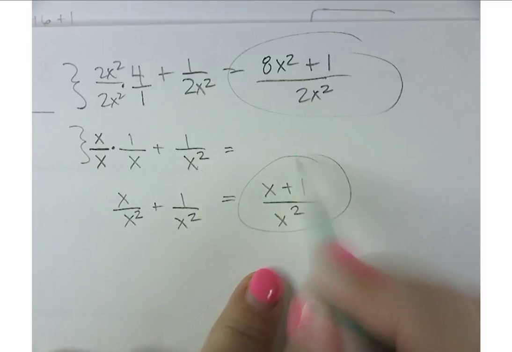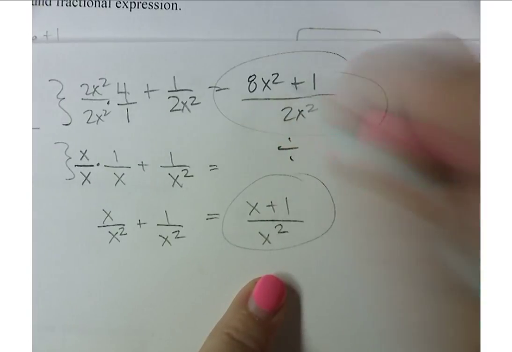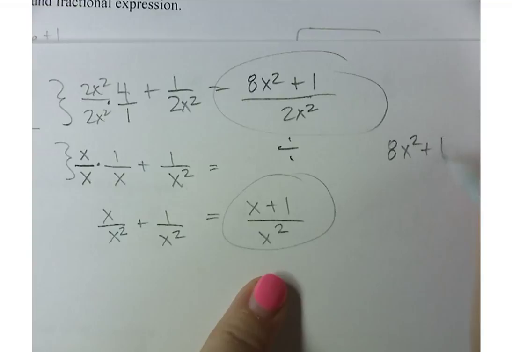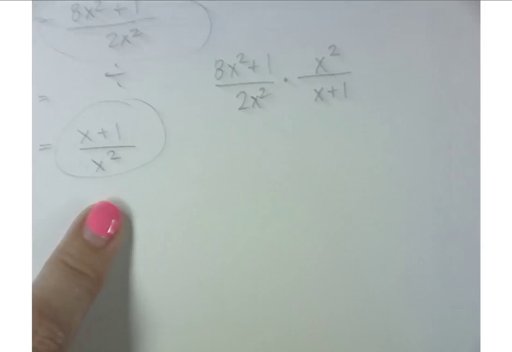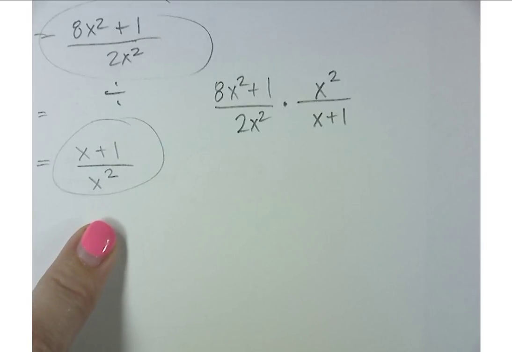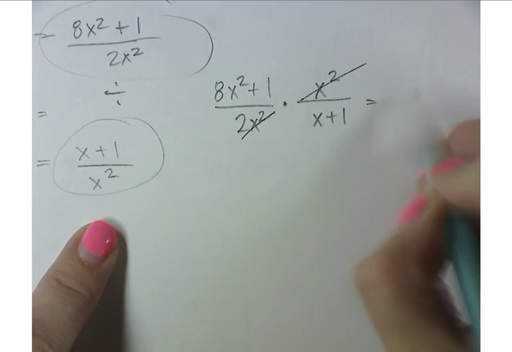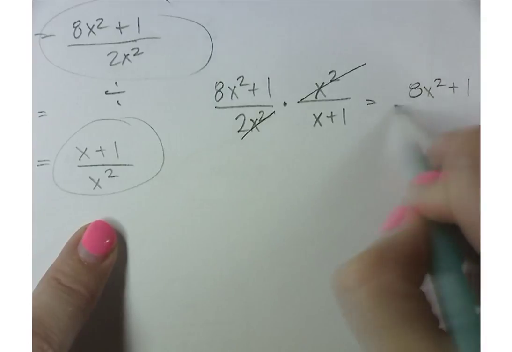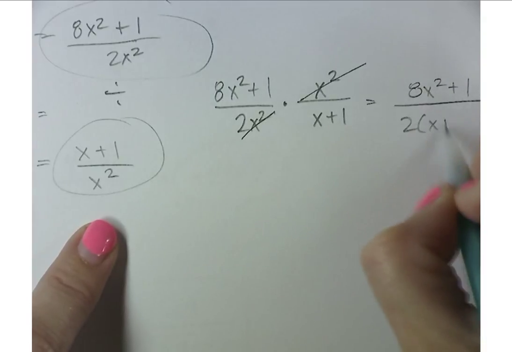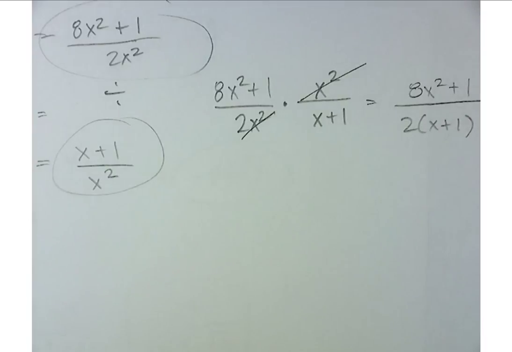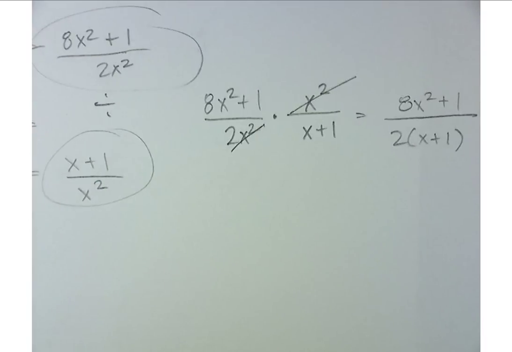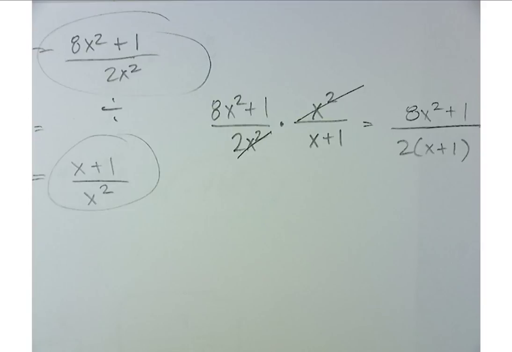Okay, so then let's divide these. I'm going to take the first one and keep it the same. I'm going to flip the second one. And then I'm going to see what I can cancel out. Yeah, what cancels? X squared and x squared. Okay, so on the top I have 8x squared plus 1. On the bottom I have 2 times x plus 1. I'm going to leave it just like that because that is in factored form. So you can always isolate the numerator and the denominator.